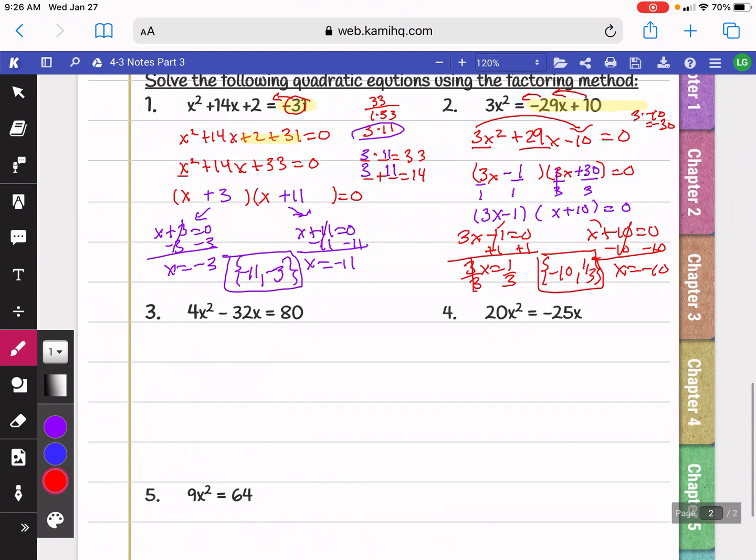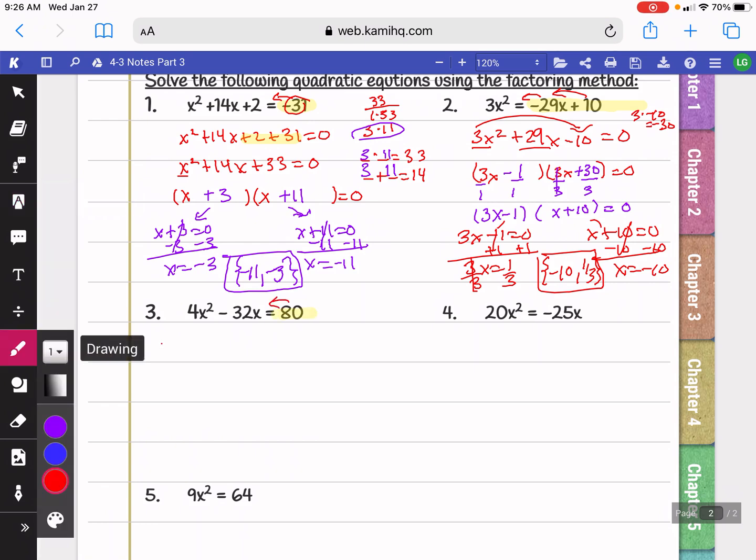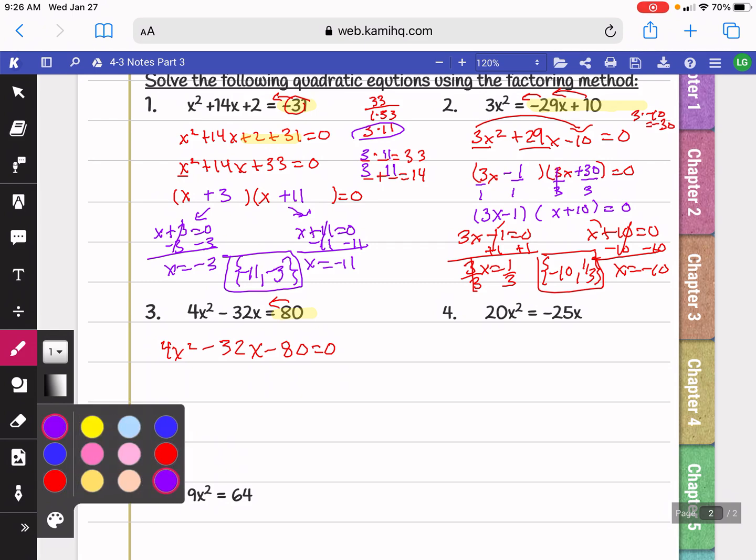Our next one looks similar, so I'm going to set it equal to 0 first. Right now it equals 80, so I need to move that over. So I have 4x squared minus 32x minus 80 equals 0. Remember, before you do anything, check if there's a greatest common factor that you can factor out. So here, all these numbers can actually be divided by 4, so I can factor out a 4.